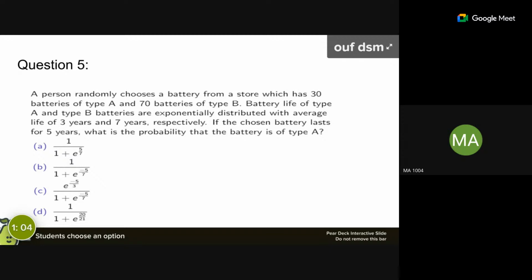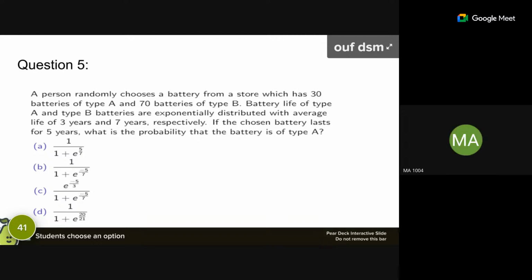Now the question is, what's the probability that the battery was of type A? So here, what should be your first random variable? Picking up of the battery. What kind of random variable should it be? Uniform? Half and half? Okay. Half and half is fine.